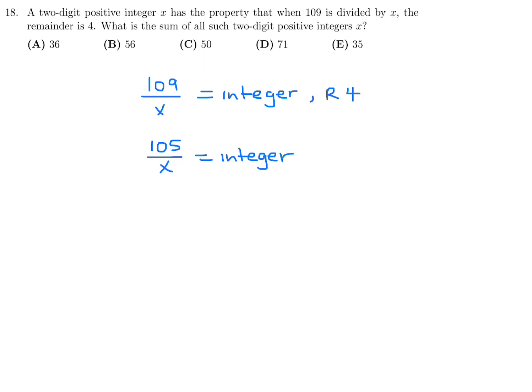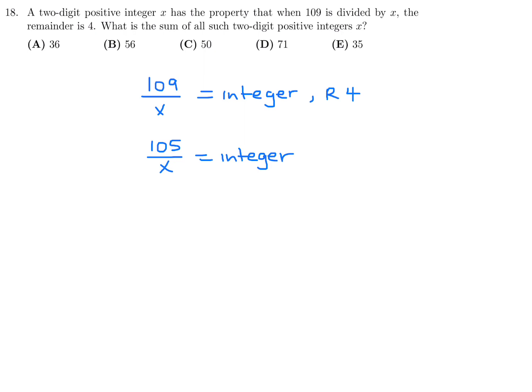A two-digit positive integer x has the property that when 109 is divided by x, the remainder is 4. What is the sum of all such two-digit positive integers x? Well, 109 divided by some number is going to give you an integer value and then a remainder of 4. Okay. All right, so that basically means that 105 divided by that x is giving you an integer. Correct? That's the interpretation.